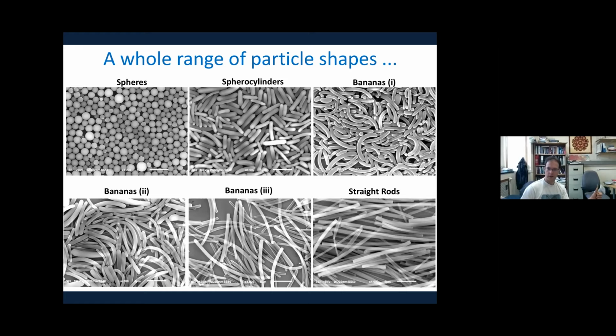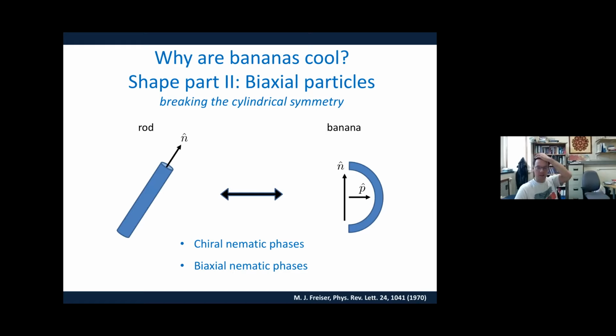Now we can go back, right? Only then, once we saw the bananas, we started to ask ourselves, why are bananas cool? And I'm coming back to basically where I ended my introduction, shape part two, because it's a biaxial particle, right? So these bananas break the cylindrical symmetry that a rod has, which has only one direction, and a banana is a biaxial particle which has a long axis here, indicated by this director n, and it has a polar orientation p. Now these biaxial particles, they can form chiral nematic phases and they can form biaxial nematic phases.